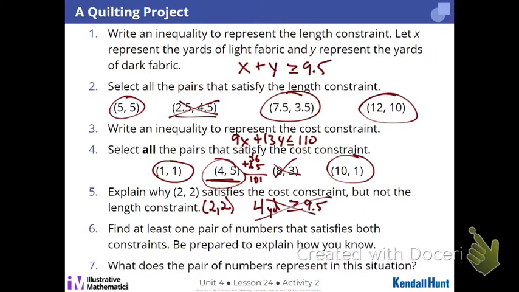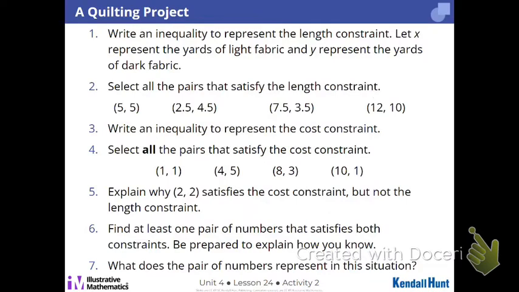Now, could we afford 2-2? I just made an arrow in 18 plus 26. Could we afford that? Yeah. That'd be $44. We got plenty of cheddar for that. So we can afford it, but it is not long enough for Kai to make his quilt. Okay?